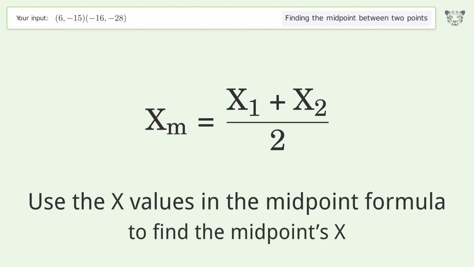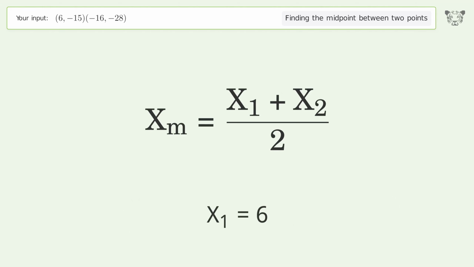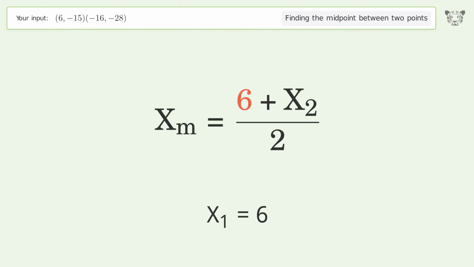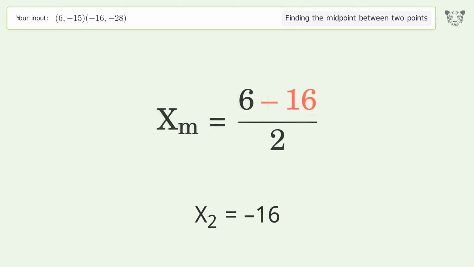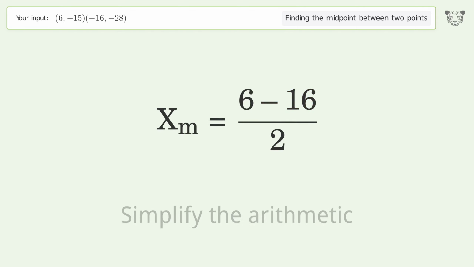Use the x values in the midpoint formula to find the midpoint's x. x1 equals 6. x2 equals -16. Simplify the arithmetic.